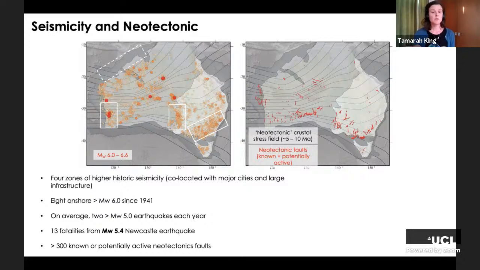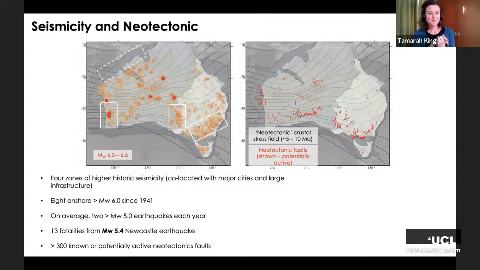On the right-hand side of the figure, you'll see that we have over 300 potentially active or known active faults. Those are the red lines. And those are aligned with the current crustal stress field in Australia as identified through borehole breakout. That's the direction of maximum compressive stress in the continent. The direction of that changes across the continent because far-field boundary forces are having a big impact on the stress field in Australia. The Himalaya, Papua New Guinea, Indonesia, New Zealand, subduction zones and collisional zones change the direction of compressive stress in the continent.